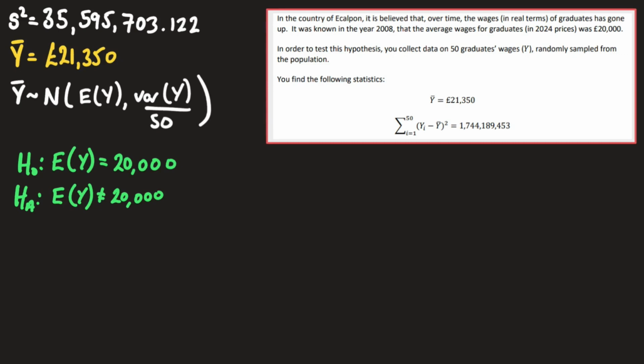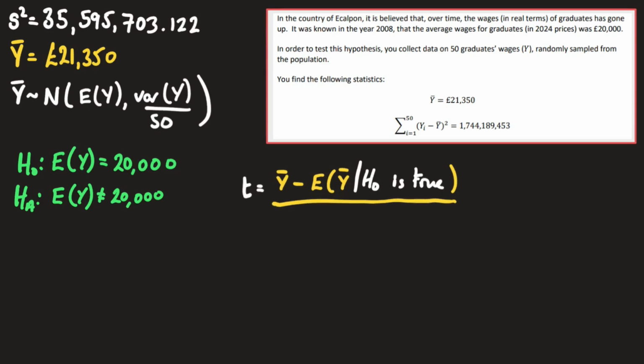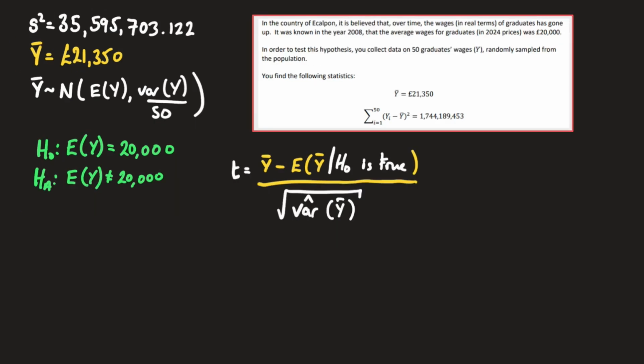So we're going to construct a t-statistic, which is just equal to our estimated sample mean minus the expected value of that sample mean if the null hypothesis is true, divided through by the estimated standard error of the sample mean, or the square root of the estimated variance of y bar. And we put a hat on that variance to indicate that it's an estimate. So what do we know?